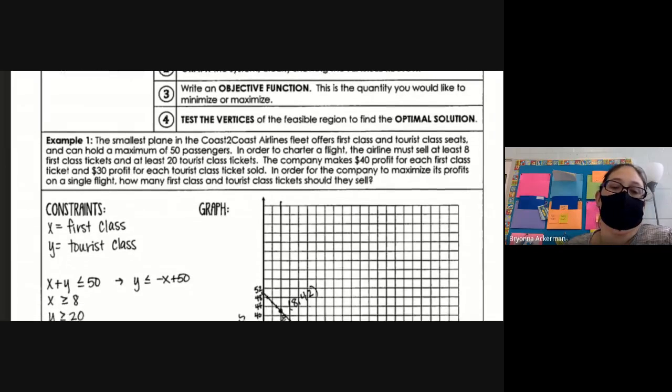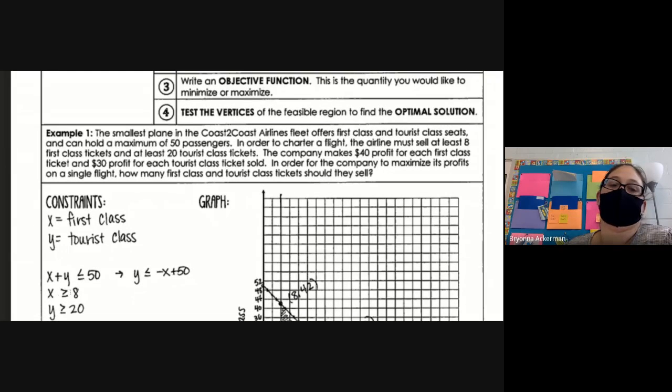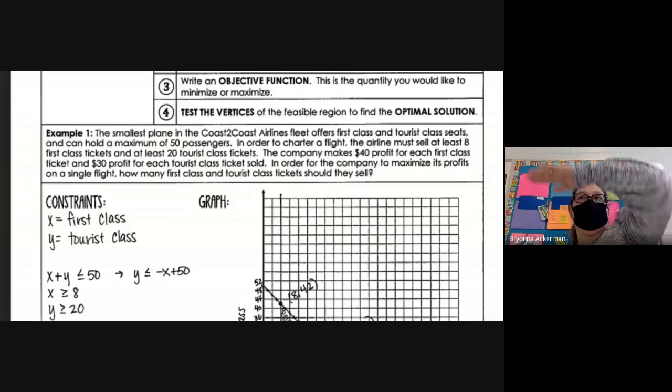My second constraint said X must be greater than or equal to 8. So first class tickets have to be 8 or bigger. When we have X being a line, we get a vertical line, right? So my vertical line says X has to be greater than or equal to 8. Y must be greater than or equal to 20. That's a horizontal line. So my Y values have to be 20 or larger, right?